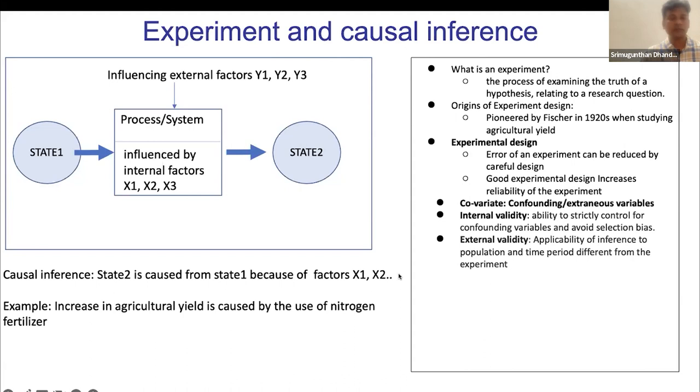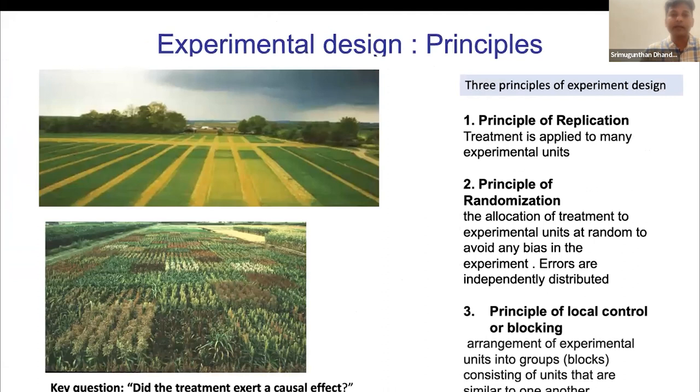Coming to the agricultural land and the experimental design, there are three principles in experimental design. The first principle is called replication. The application of this nitrogen fertilizer is called a treatment. When you construct an experiment, you can divide your farmland into multiple tracks, apply the treatment to one of the tracks, and see whether the agricultural yield is increasing. So that is one way.